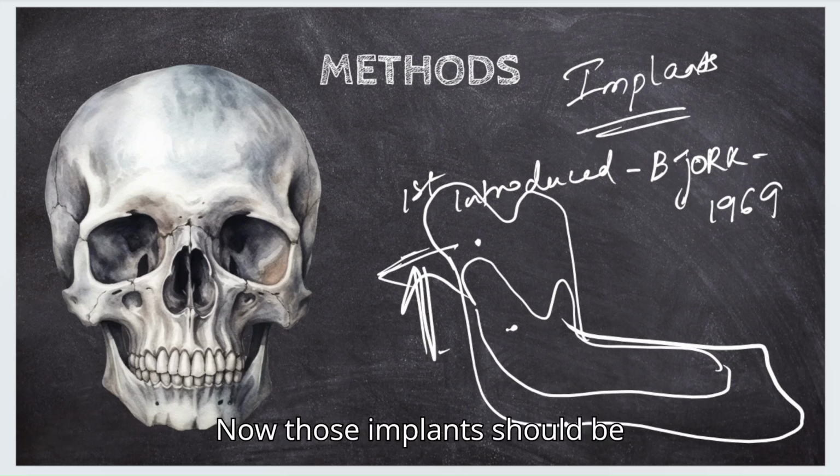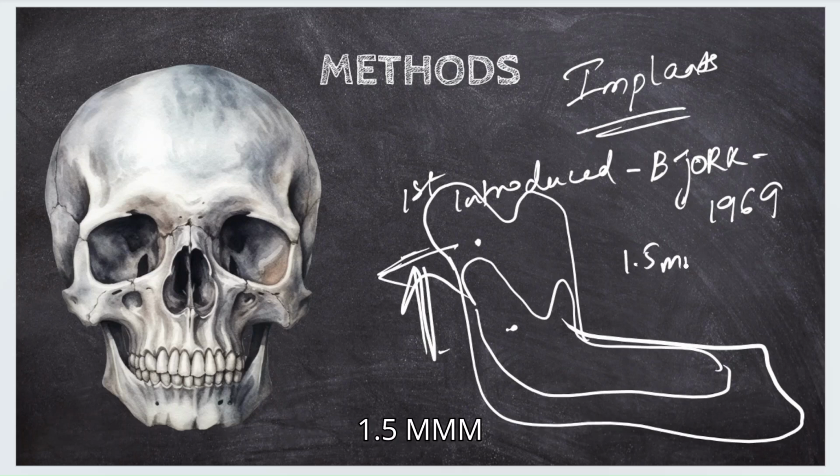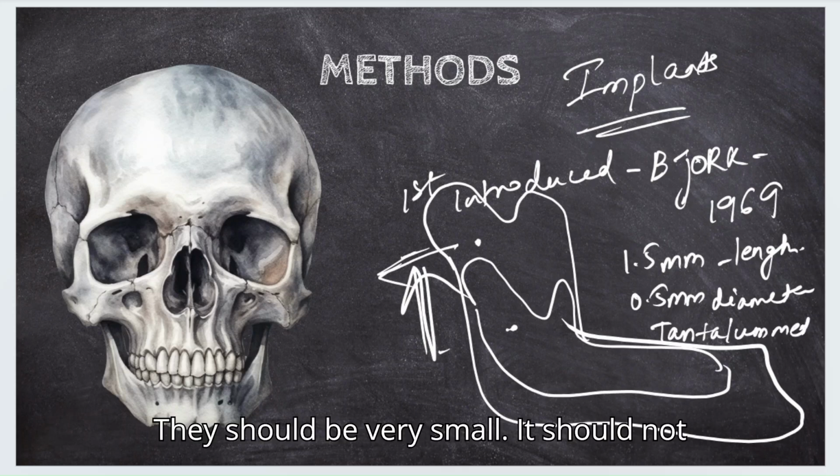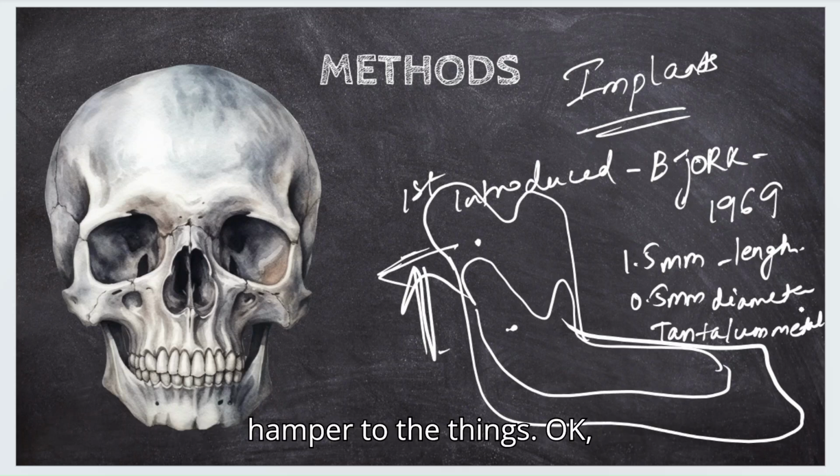Now those implants should be 1.5 mm in length, 0.5 mm in diameter, and of tantalum metal. They should be very small. It should not hamper anything. Okay. Now, where should we put those implants?